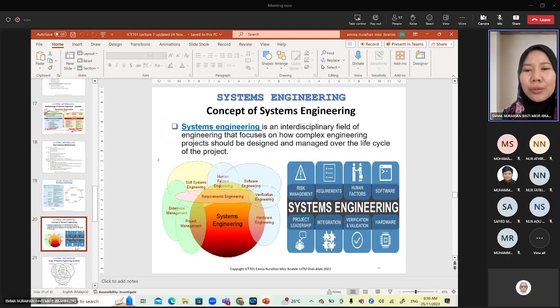Okay, how you relate that to system engineering? So when it comes to system engineering, you tak boleh think hard je. You kena think soft juga. Because ada juga soft system engineering, ada juga hard system engineering. Apa you nak engineer on the soft part? Apa you nak engineer on the hard part? Apa you nak engineer on the human ni? Okay, so system engineering definition dia adalah interdisciplinary field of engineering that focuses on how complex engineering project should be designed managed over the life cycle of the project. So kalau you tengok system engineering ni, dia cover banyak macam-macam. Okay, soft system engineering ni.